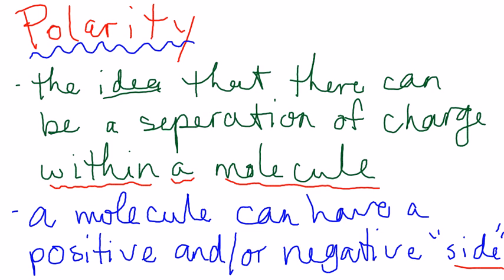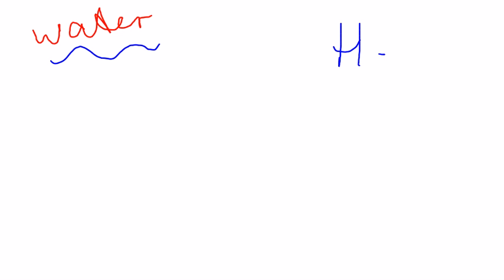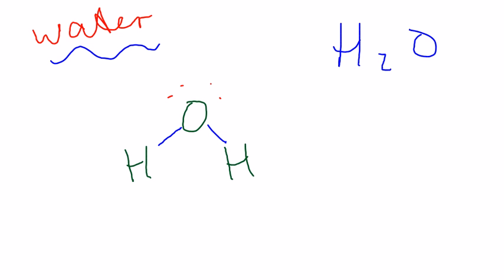Let me show what I mean by that. Consider water. Of course, water is H2O. If we do a Lewis dot structure for water, we should be good with the fact that it'll look like this. You got oxygen bonded to two hydrogens.